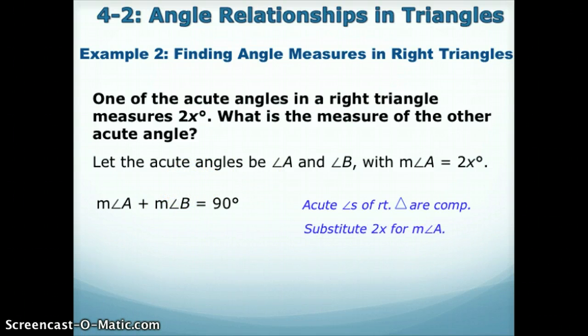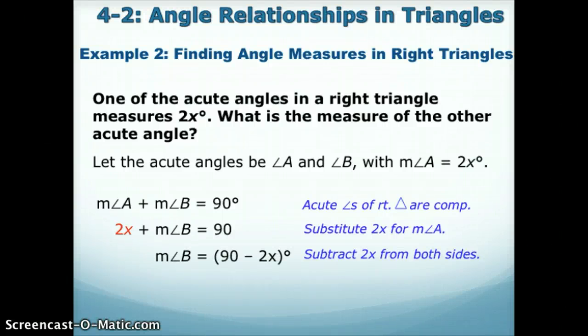So now, if I substitute the measure that I have in for A, it looks like this. To find the other acute angle, I'm going to subtract 2x from both sides. And this is one of those problems where I don't know what x is, but I can give a better representation of what the answer is. So the measure of angle B, even though I don't know it specifically, we're going to call 90 minus 2x.